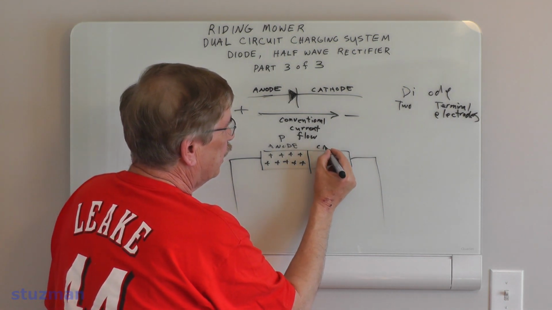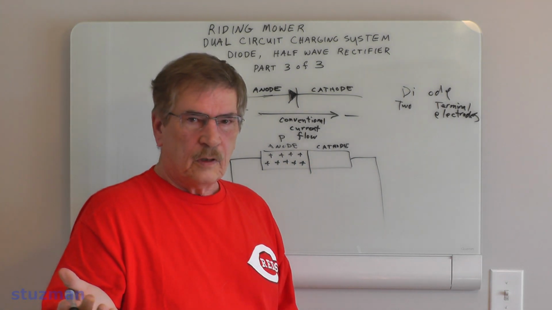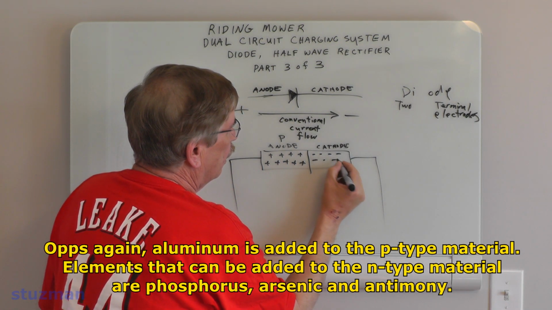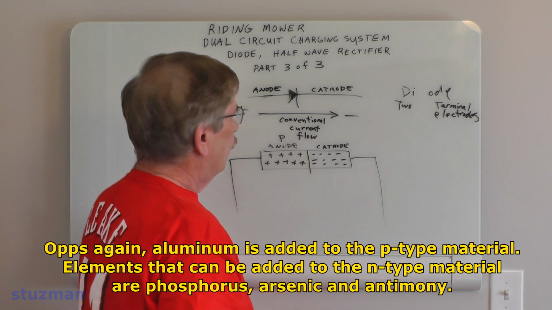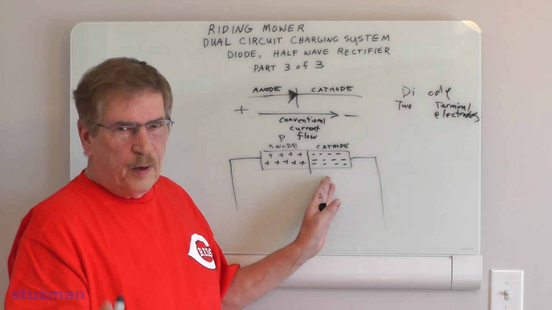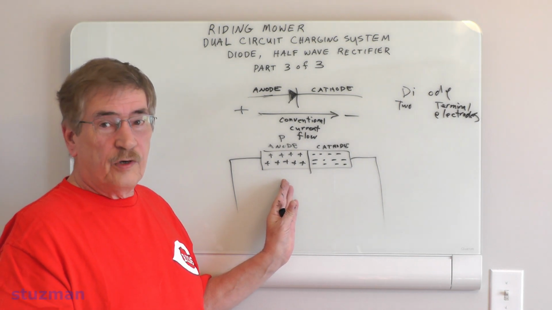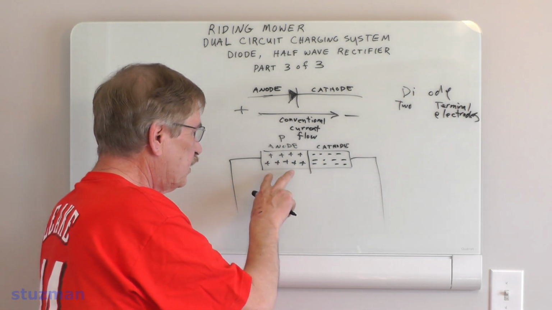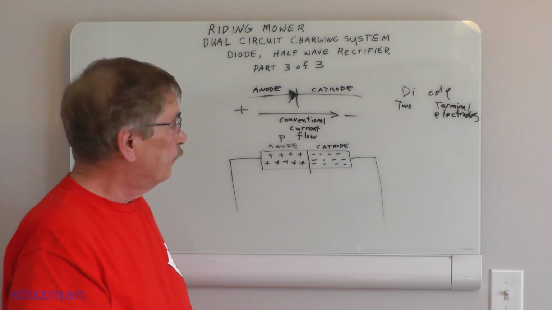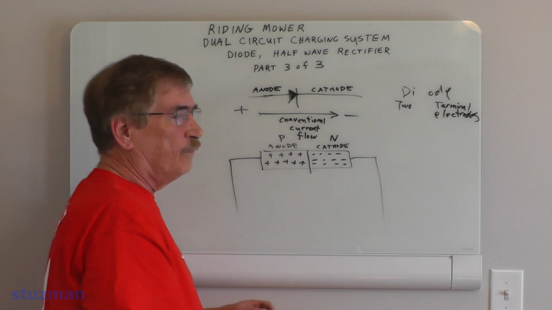Now over here on this side, this will be the cathode side. And we're going to add another element, such as aluminum, and that's going to give us a lot of negative charges. Alright? Now keep in mind that with the negative charges over here, there's going to be a few positive charges. And over here, where there's a bunch of positive charges, there's going to be a few negative charges. But for the most part, we're going to have an excess of positive charges here, and a lot of negative charges over here on this side. Alright? And this over here is an N-type material, N standing for negative.